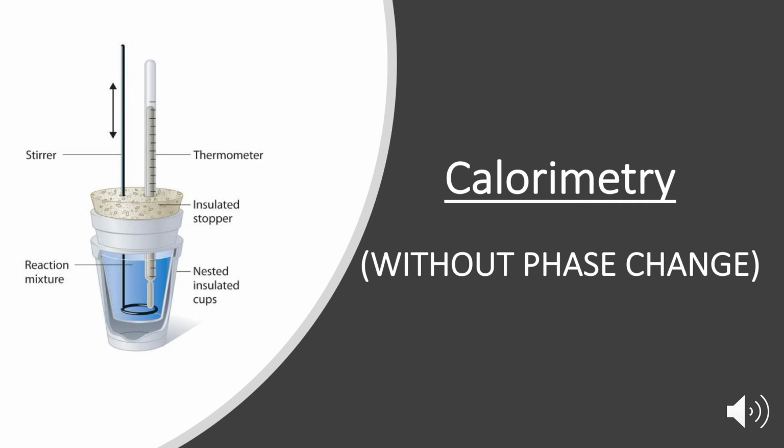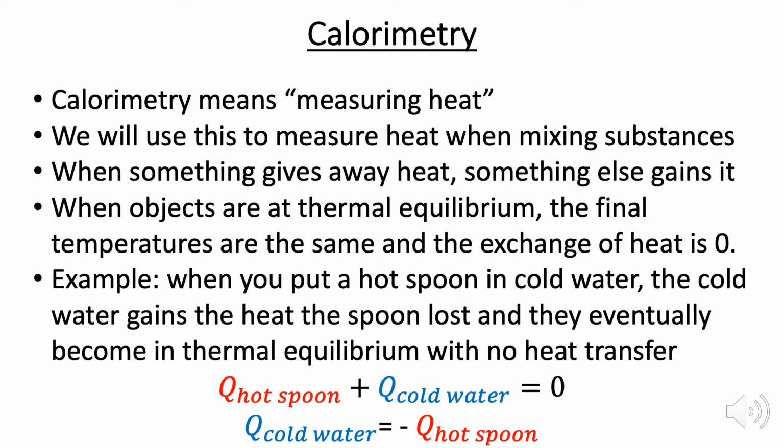Next year in Physics 1, you guys are going to be learning about calorimetry with a phase change. So when you mix things together and things start to freeze and melt and do all that crazy stuff. Alright, so calorimetry means measuring heat. Another device used to measure heat is called a calorimeter. In Chemistry 2 in 2 years, you guys are going to be doing a calorimeter lab. So we will use calorimetry to measure heat when mixing substances.